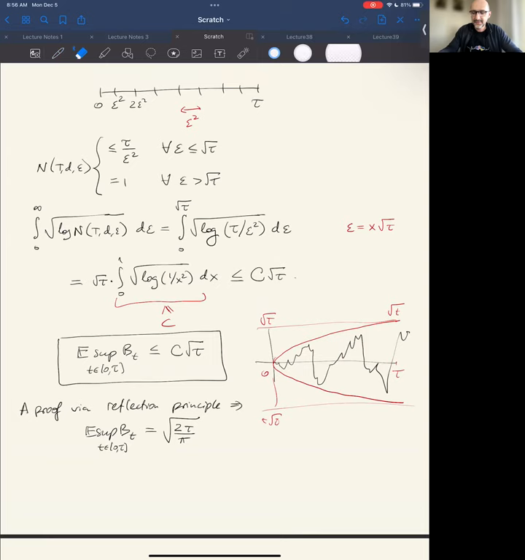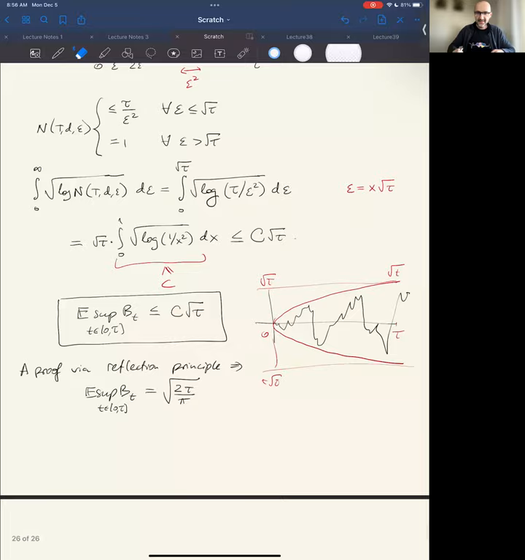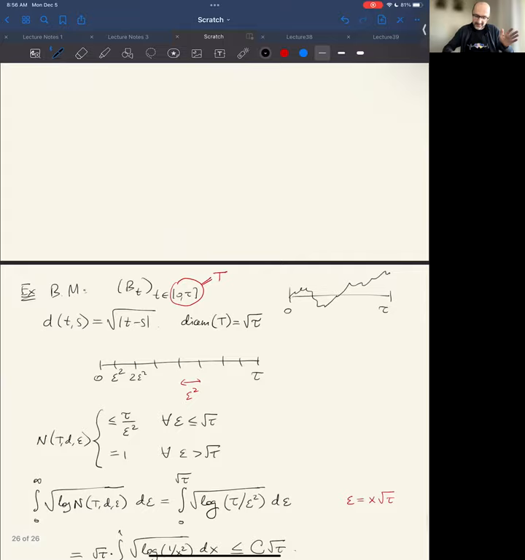Any questions? Good, so we have now a general tool. This theorem, let me show you back.